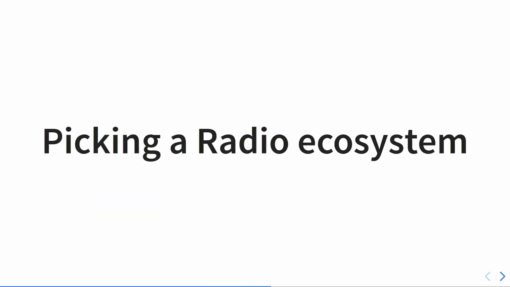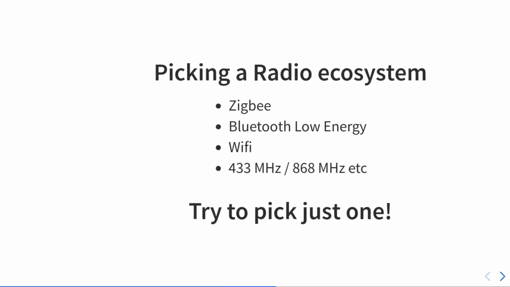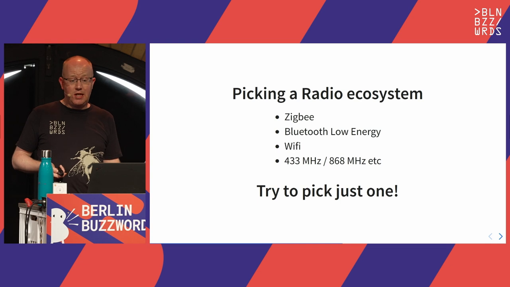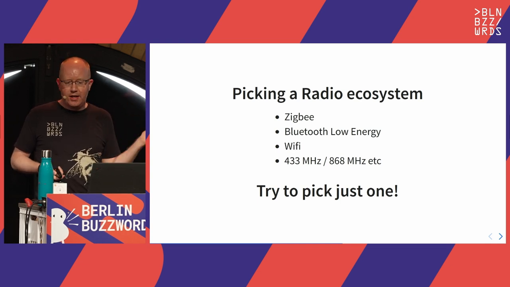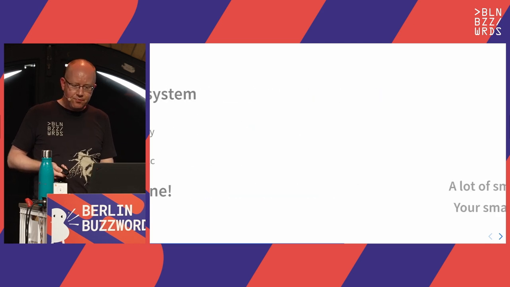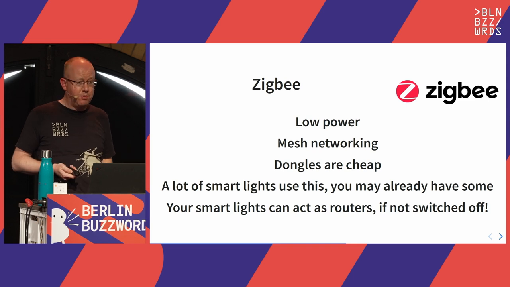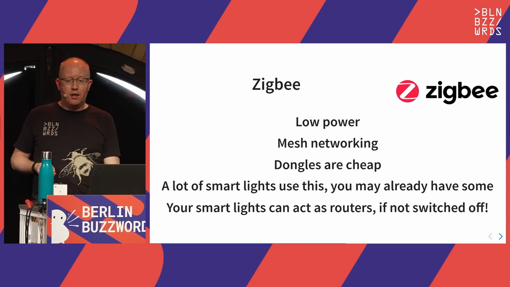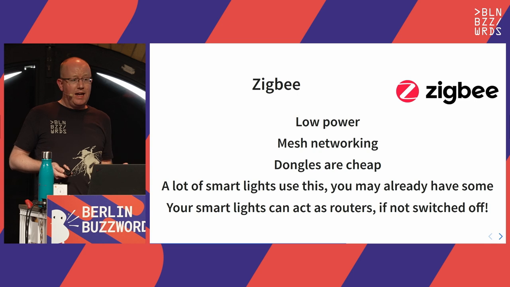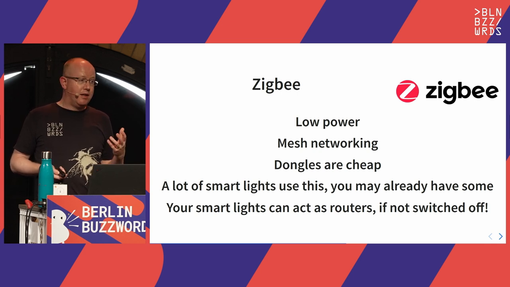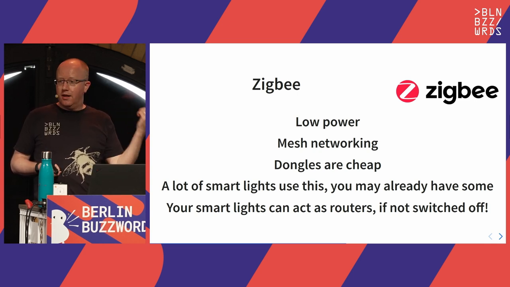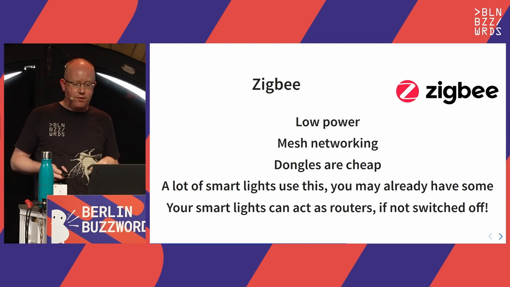Okay, next little challenge for you with your home automation project is picking a radio ecosystem. By which I mean basically Zigbee, Bluetooth Low Energy, Wi-Fi, or some sort of strange thing on a random frequency. So Zigbee, it's low power, it's got mesh networking built in, works pretty well. Dongles are very cheap. You may already have some Zigbee stuff in your house if you've done anything with the Hue smart lights, IKEA lights, that sort of thing.